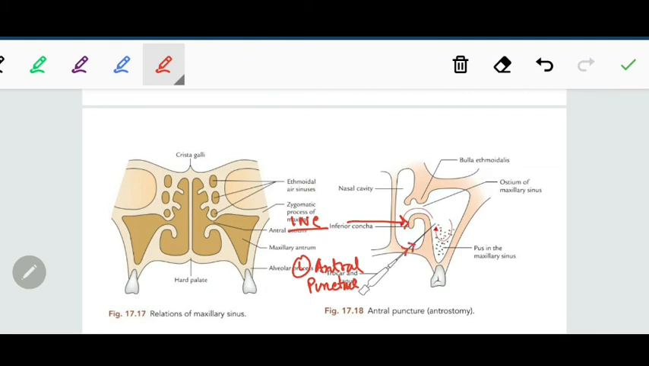See the direction, outward and backward, and ultimately the maxillary sinus is invaded and the pus is drained by irrigating the sinus from outside. Okay, and there is another operation that is called Caldwell-Luc operation, that is outside our scope of discussion.